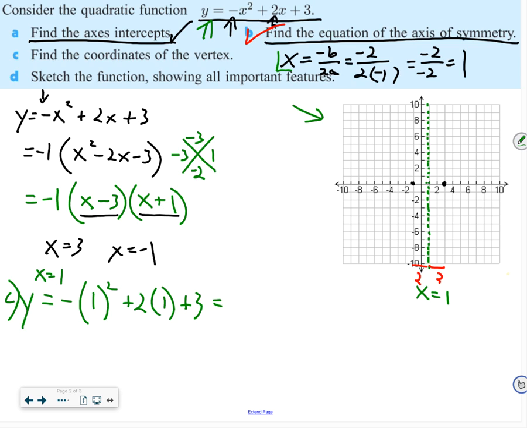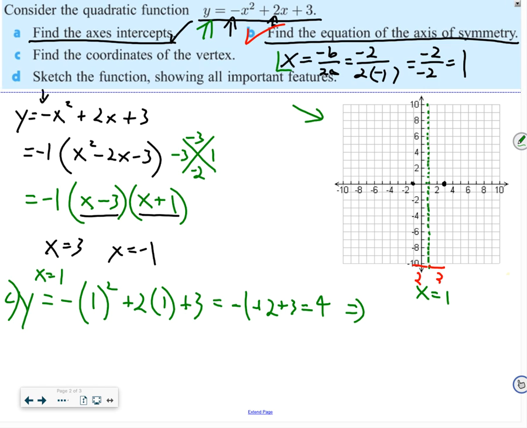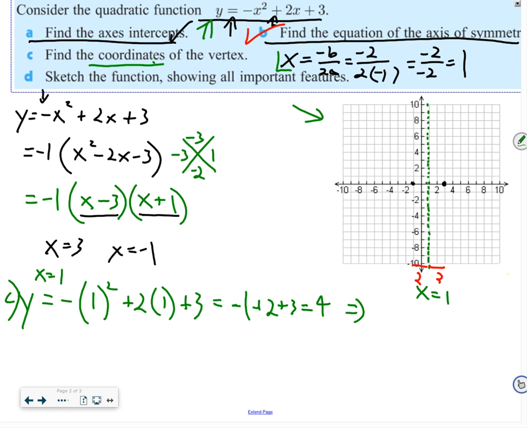And then simplify. 1 squared is 1, but it's opposite, so I do negative 1 plus 2 plus 3, which is going to be equal to 4. So that's my y value. Therefore the coordinate of my vertex should be an x value, which is 1, and a y value, which is 4.